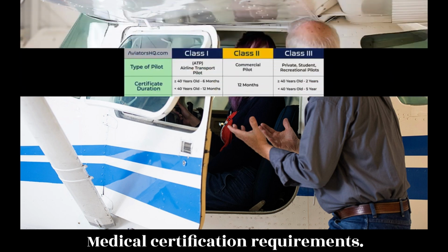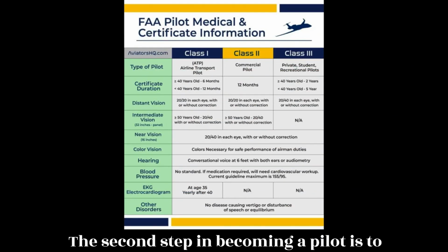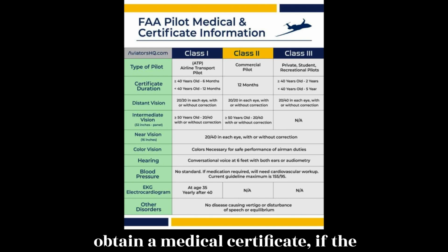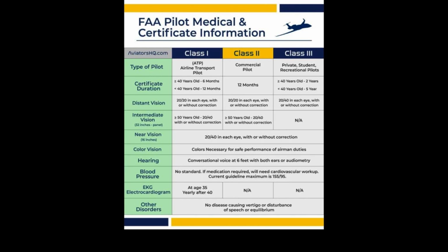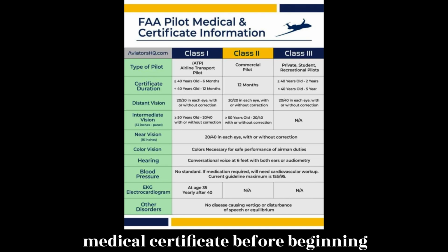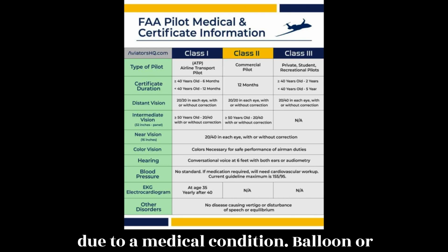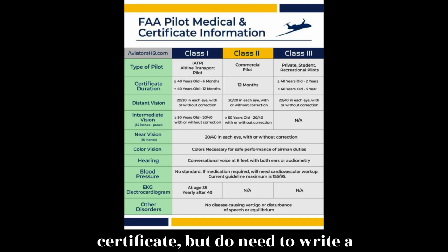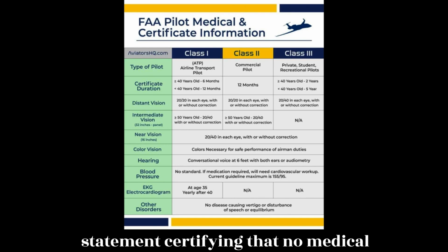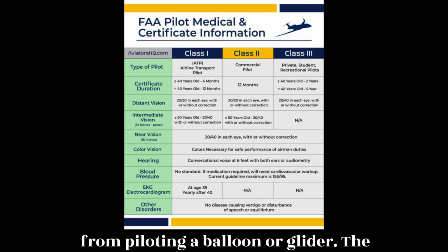Medical certification requirements. The second step in becoming a pilot is to obtain a medical certificate, if the choice of aircraft is an airplane, helicopter, gyroplane, or an airship. The FAA suggests the individual get a medical certificate before beginning flight training to avoid the expense of flight training that cannot be continued due to a medical condition. Balloon or glider pilots do not need a medical certificate, but do need to write a statement certifying that no medical defect exists that would prevent them from piloting a balloon or glider.